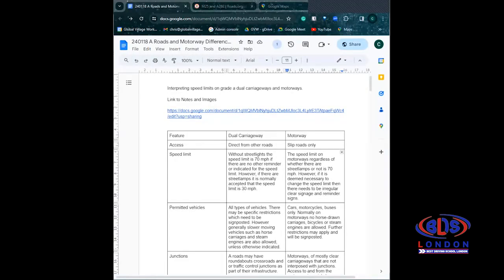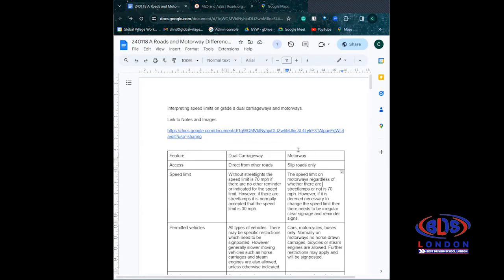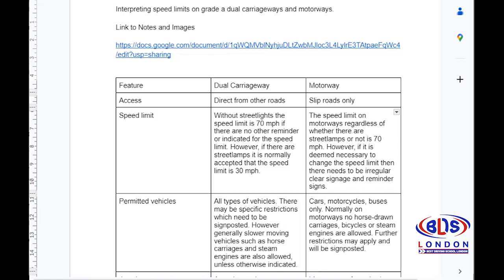Okay, everybody. All right, so what we are discussing this evening is dual carriageways and motorways. Now, basically, the basic construction of a dual carriageway and a motorway are the same, but there are some marked differences between a dual carriageway and a motorway. All right, so let's start here. What you can see on your screen, if you're looking at it, is you've basically got dual carriageways and motorways.